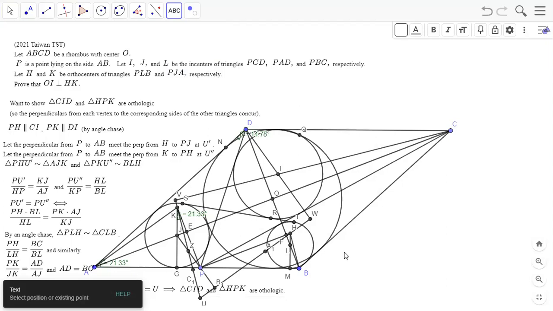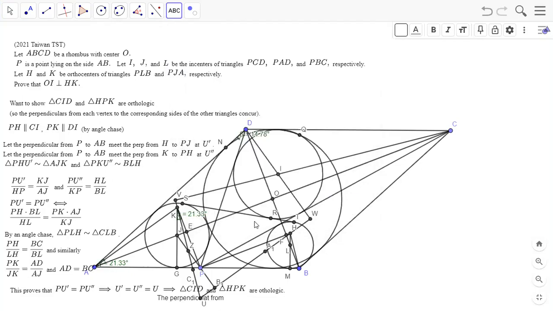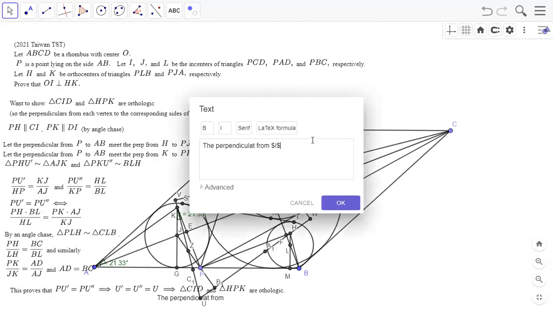So the perpendicular from O to HK. So CID and HPK. So the perpendicular from O to HK. I think it is perpendicular from I to HK. And from C to PK. And from D to PH is concurrent. That means that OI is perpendicular to HK. All right, this is a fun one.